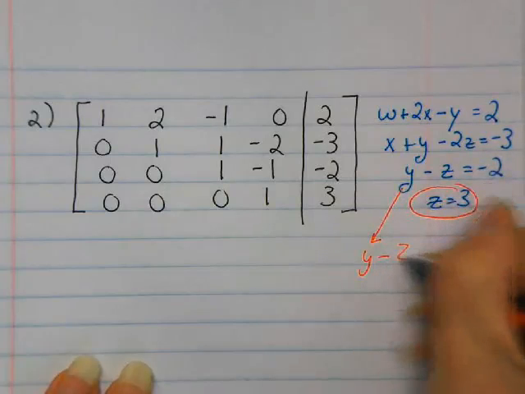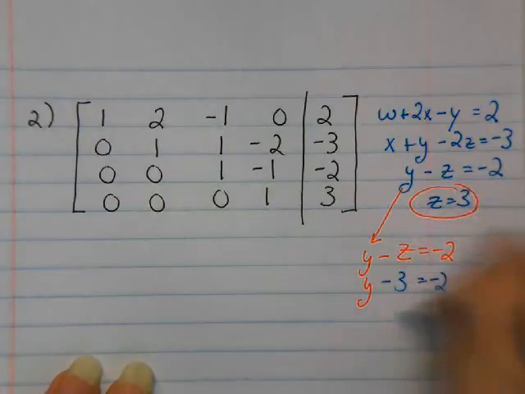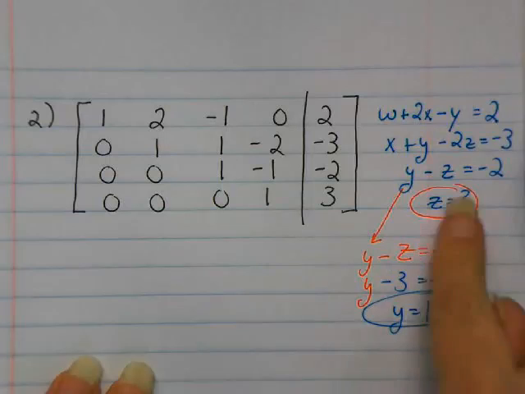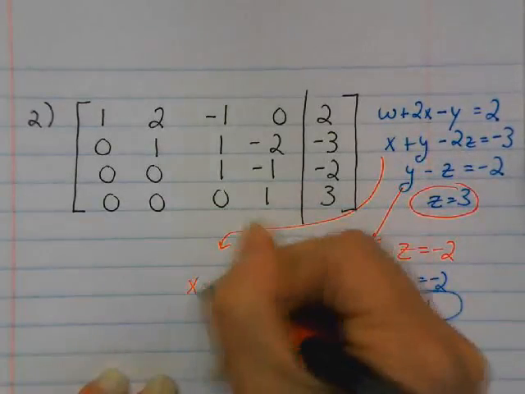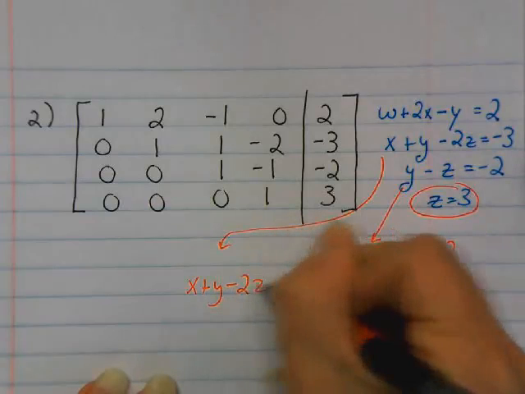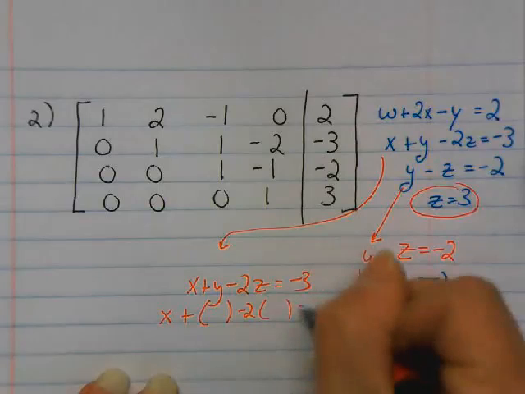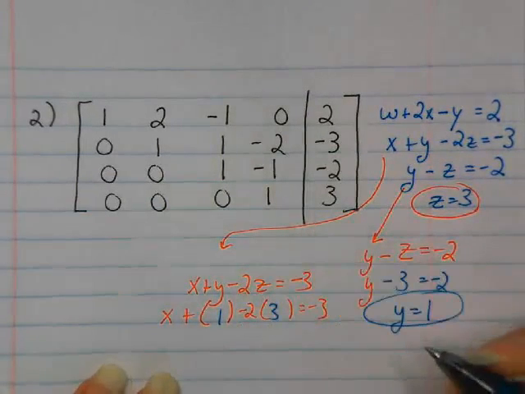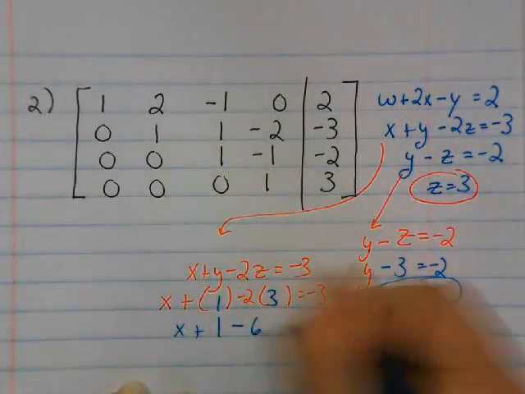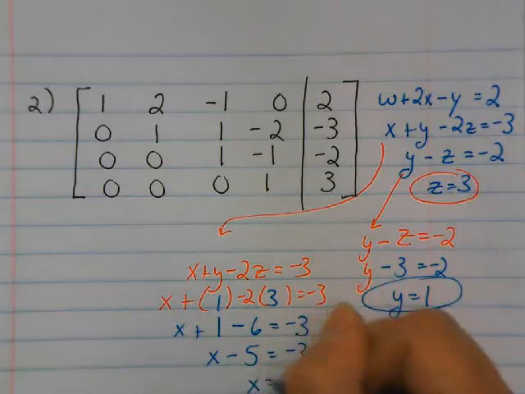I'm going to go to this equation next. Y minus Z is equal to negative 2, but we know that Z is 3. So do you agree that Y is 1? That's another piece of the puzzle. Now I can use these two to help me get X. I have X plus Y minus 2Z is equal to negative 3. We're looking for X, but we know Y is 1 and we know Z is 3. So now I get X plus 1 minus 6 equals negative 3. So X minus 5 equals negative 3. So X is 2.